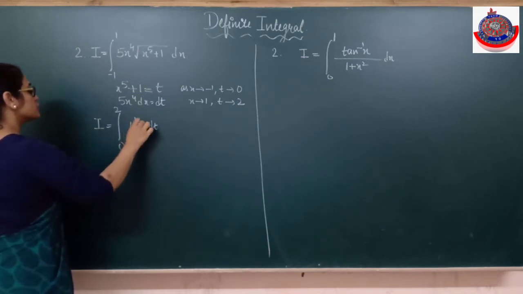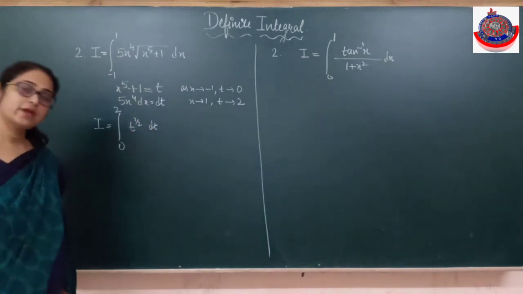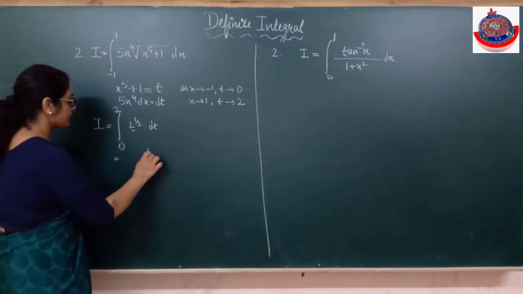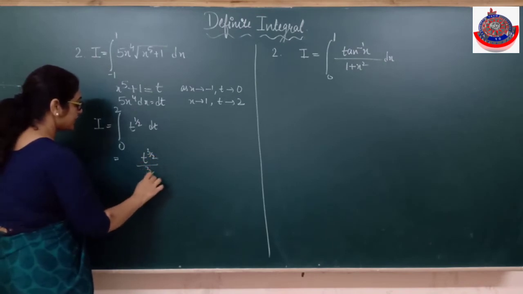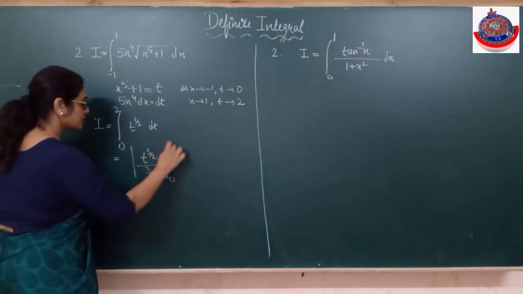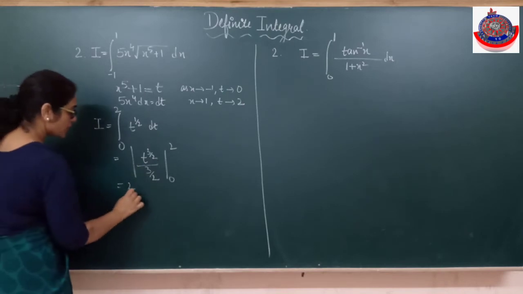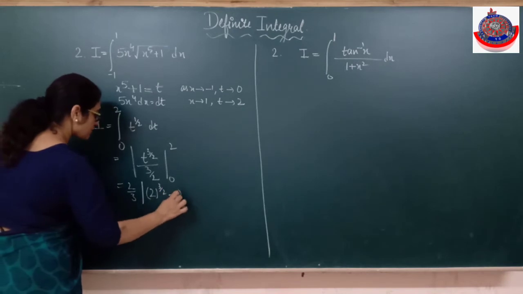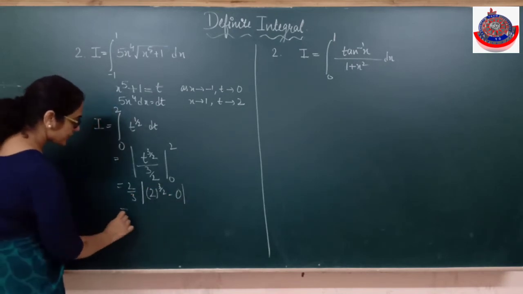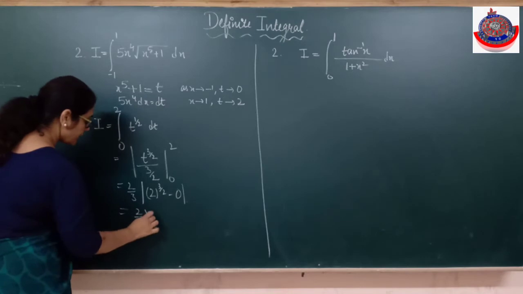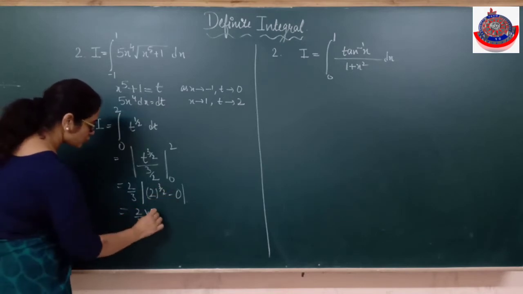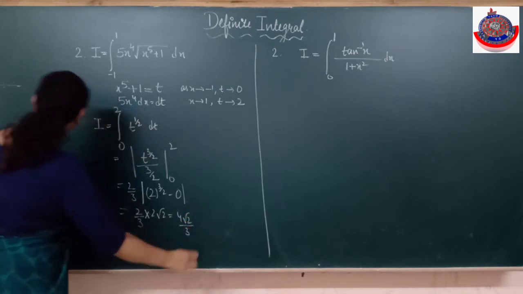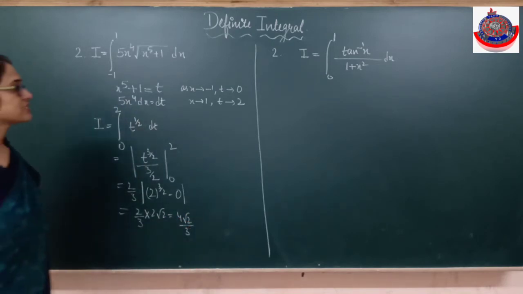And this is t raised to power 1 by 2. That's it. This I know the integration. Increase the power by 1, divided by the increased power, and then I put the limit. This 3 by 2 can go out. Upper limit minus lower limit, 0 you substitute, you get 0. So it will be 2 root 2, so it will become 4 root 2 by 3. Understood?